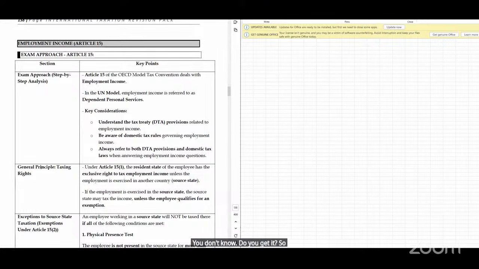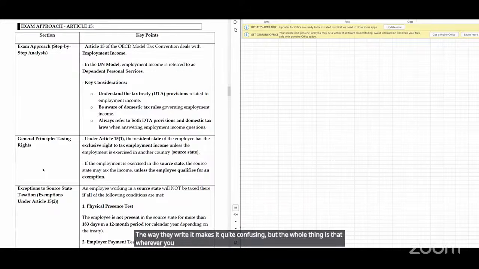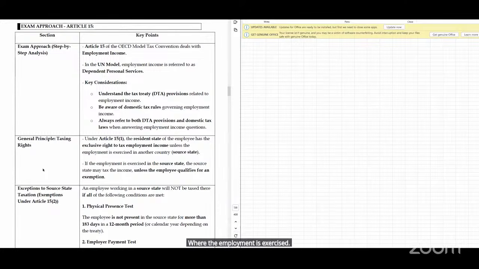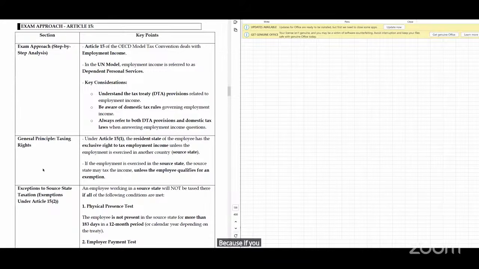So what's the general taxing principle? The way they write it makes it quite confusing, but the whole thing is that wherever you exercise the employment is wherever we tax you. What did I say? Where the employment is exercised, it's where we tax you. It's that simple. But then when you go to Article 15.1, it tells you that the resident state of the employee has the exclusive right to tax the employment income unless it is exercised in another country. It's still the same, right? Definitely you exercise the employment somewhere. Because if you look at it logically, if you're a Ghanaian and you work in Ghana, we should tax you in Ghana.